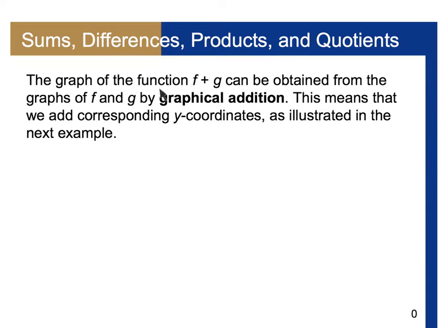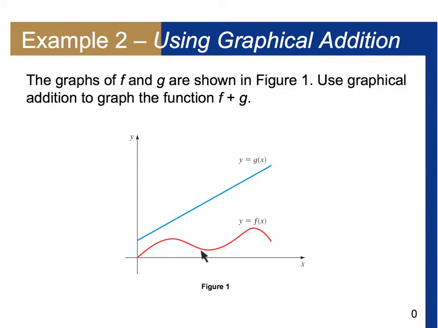We can graph the function f plus g by what we call graphical addition. That just means that we add the corresponding y coordinates for each point. So what we're doing is adding up the y values and getting our new graph. For example, let's say this is our y equals f of x, and this is our y equals g of x. This one is a nonlinear function. This one is linear.